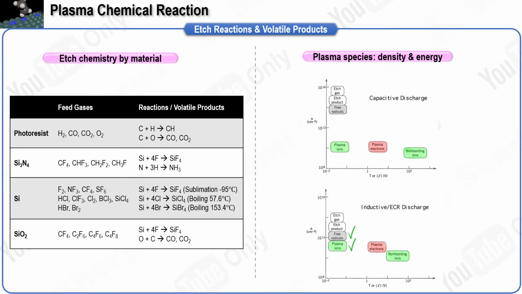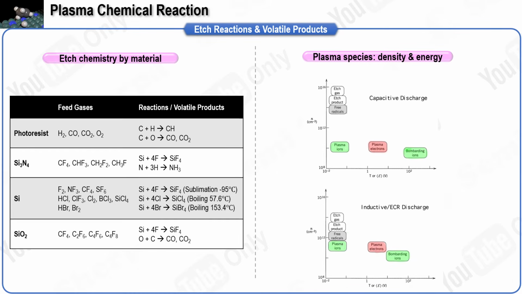Ion bombardment deserves a clear note. 1 electron volt corresponds to a thermal equivalent of about 7,700 Kelvin, however the actual wafer surface temperature rise from a single impact is minimal. Instead, bombardment activates the surface, breaks weak bonds, cleans inhibitors, and lowers the effective activation barrier, so the chemical reaction rate increases right where we want it. This is the classic physical and chemical synergy in plasma etching.